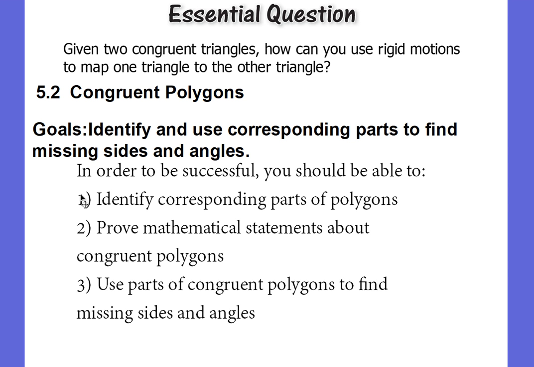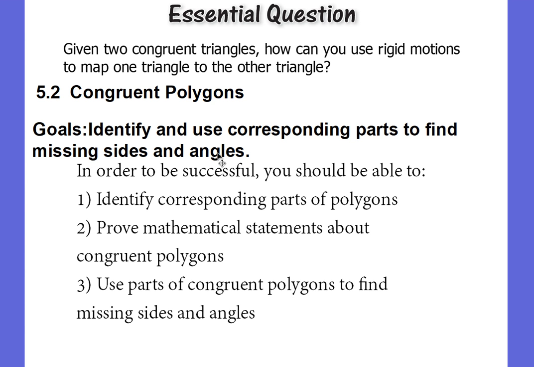The opening question I have for you is to think about this. What physically makes two figures congruent to each other? Let me say that again. What physically makes two figures congruent to each other? Whether the two figures are triangles, quadrilaterals, pentagons, hexagons, octagons, whatever the figure is, what makes two figures congruent to each other? That's the question we're going to answer in this video.